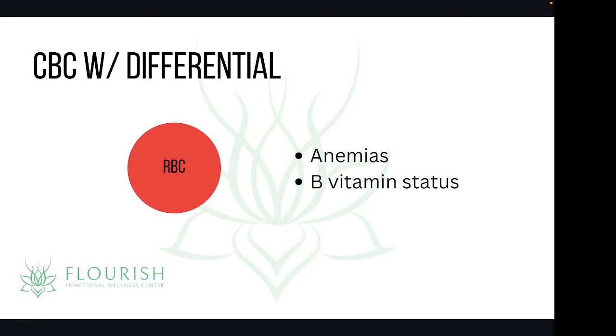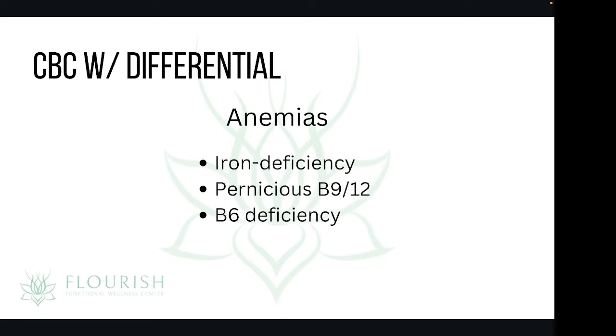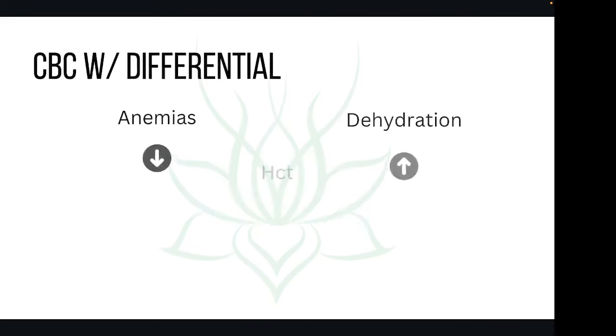So with the red blood cells, we're mainly, within a functional medicine practice setting, concerned with anemias as well as B vitamin status. And this is a list of the markers that you're going to be looking at. So the three anemias that we're going to talk about today are iron deficiency anemia, pernicious anemia, which is going to be a B9 or B12 issue, as well as B6 deficiency anemia.